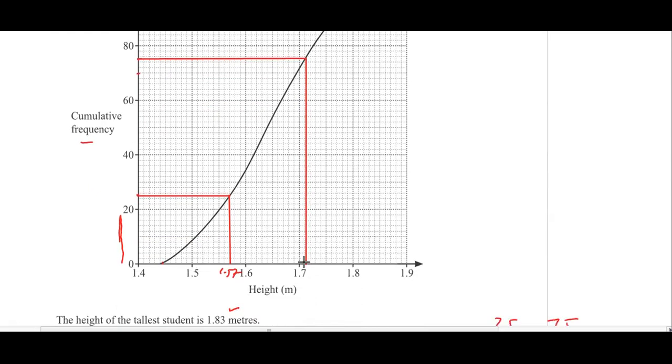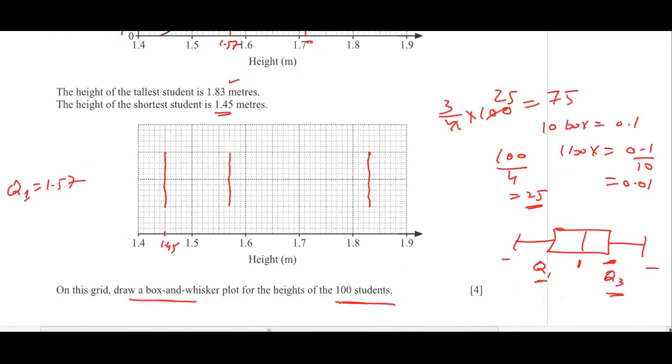This will be the value. So 1.71, it means that is Q3. 1.71, this one. So make this one. Now, in between that, make the box. Now, only one thing remaining is the median.